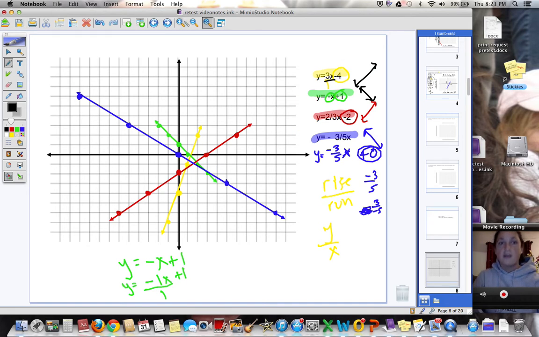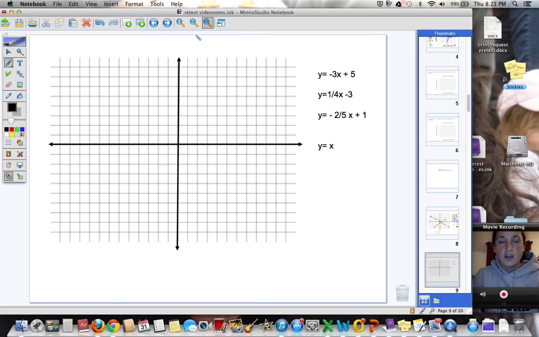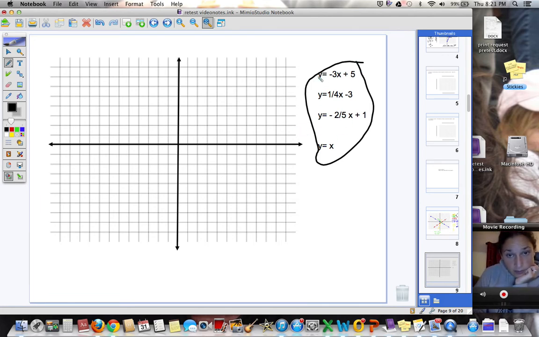Good. So if you had to redo this learning target on graph paper, we want you graphing these 4 lines. If you're going to do them all on the same graph, label them. Like once you graph it, label this is my 3x, negative 3x plus 5. Remember, this is the same thing if you don't like how that's written. Y equals 1 over 4x minus 3. That would be y equals negative 2 over 5x plus 1.